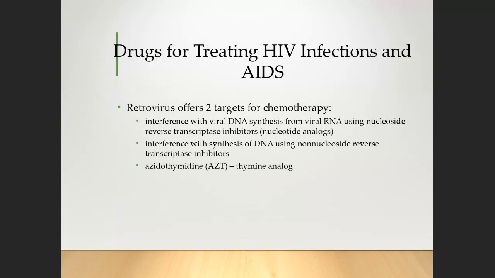For HIV, there are several types of drugs that are used. The most common one is AZT over here. This is the one that blocks the synthesis of DNA, or the DNA and RNA replication, of these HIV viruses.